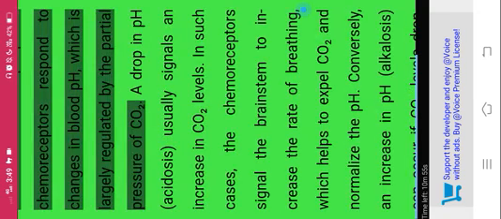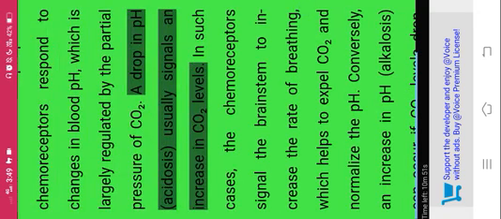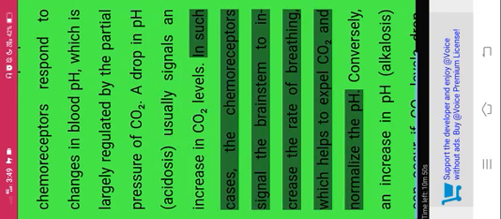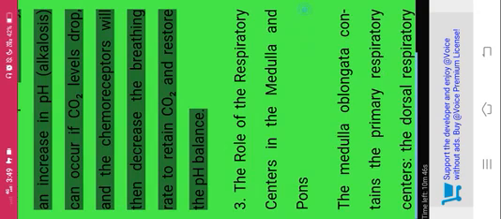pH regulation. Both central and peripheral chemoreceptors respond to changes in blood pH, which is largely regulated by the partial pressure of CO2. A drop in pH (acidosis) usually signals an increase in CO2 levels. In such cases, the chemoreceptors signal the brainstem to increase the rate of breathing, which helps to expel CO2 and normalize the pH. Conversely, an increase in pH (alkalosis) can occur if CO2 levels drop, and the chemoreceptors will then decrease the breathing rate to retain CO2 and restore the pH balance.